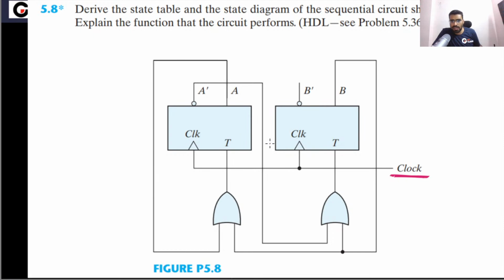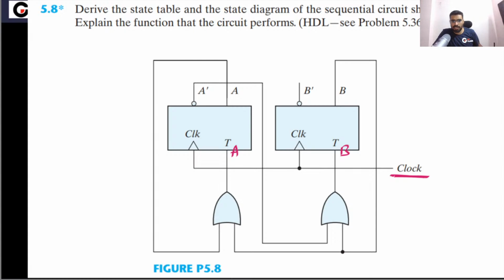Now you can notice there are two T flip-flops. Let me call this one TA and this one TB. So this is what I am calling TA, and this I am calling TB.